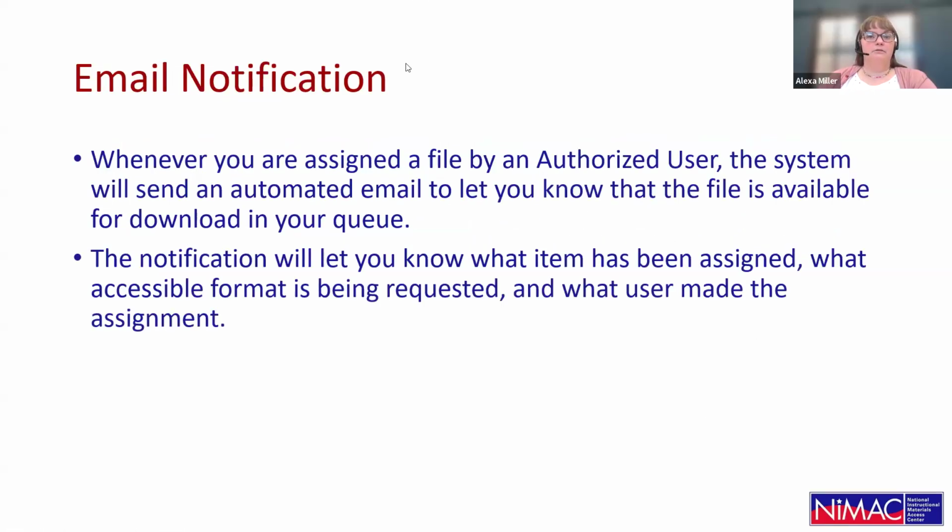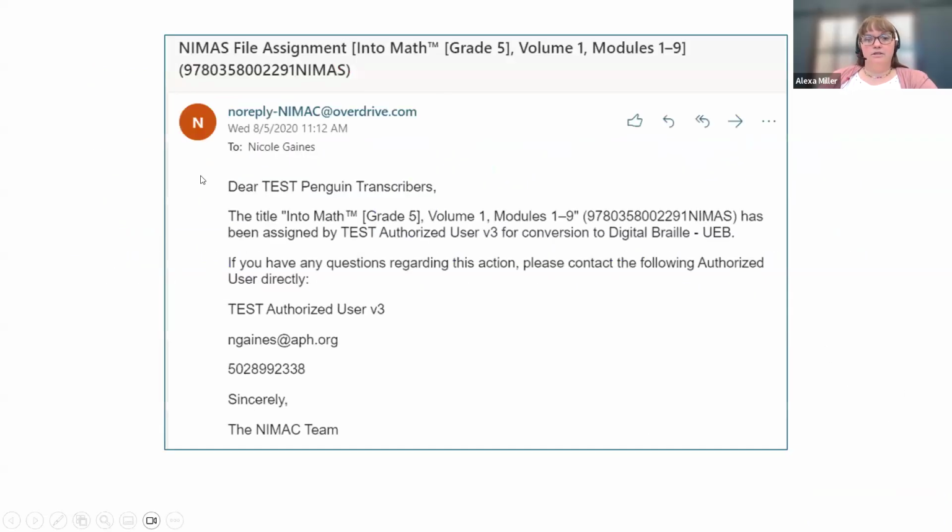And so when you've been assigned a file by an authorized user, you will receive an email notification. That email notification will let you know what item has been assigned, the accessible format that the authorized user has requested, and which authorized user made the assignment. And so here's just a screenshot of that email notification. You can see that it's addressed to you and that title and ISBN information and the authorized user's contact information down in the bottom there.